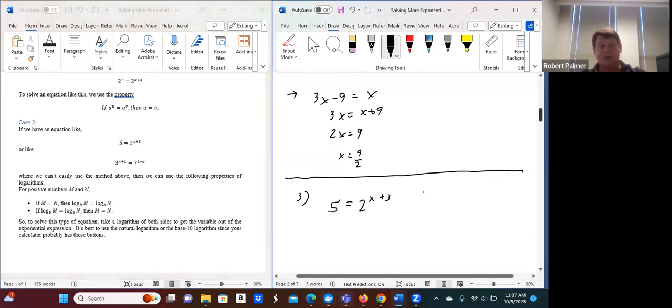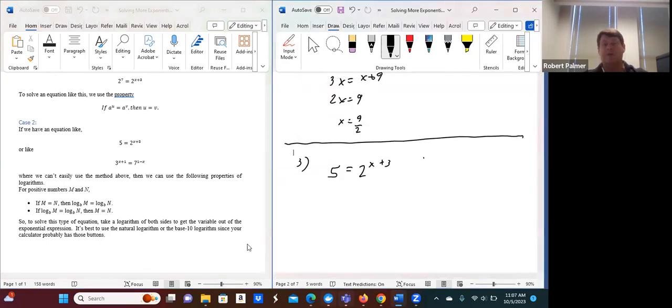Now, the best one to use is either log base e, natural log, or log base 10. You can use others, but those are the ones most commonly found on a calculator. Most of the time, although we'll get an exact expression in terms of logs, it's not very useful. We need to be able to approximate it to find some value. So to solve this type of equation, take a logarithm of both sides to get the variable out of the exponential expression. That's our goal. It's best to use natural logarithm or base 10 logarithm since your calculator has those buttons.